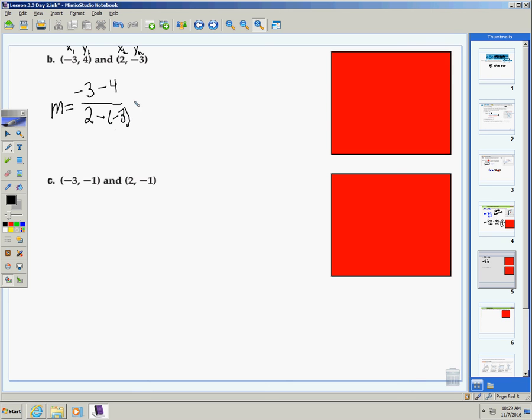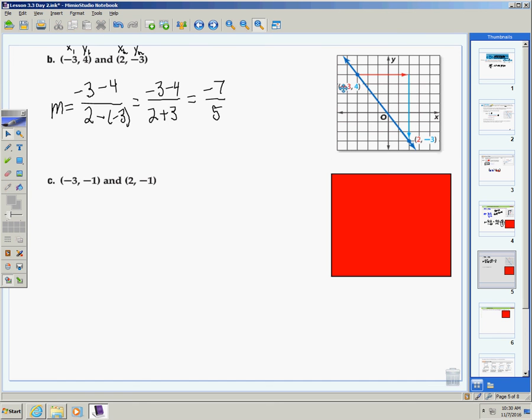Negative 3 minus 4 over 2 plus 3, subtracting a negative. This will happen a lot with slope, so you better make sure you're comfortable with rewriting it that way. And then negative 3 minus 4 is negative 7. Over 2 plus 3 is 5. There's my slope. And to check my answer, I just looked at the graph. I went down 7 over 5 to get to my next point, so I must have done it right.